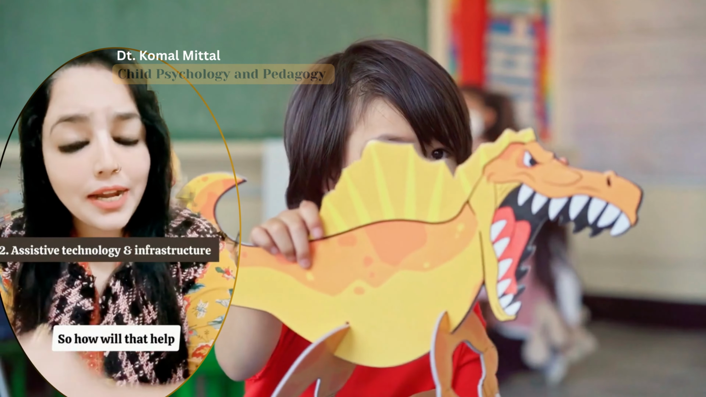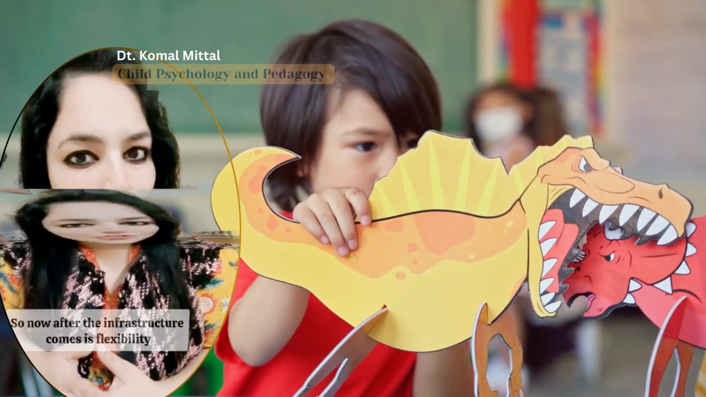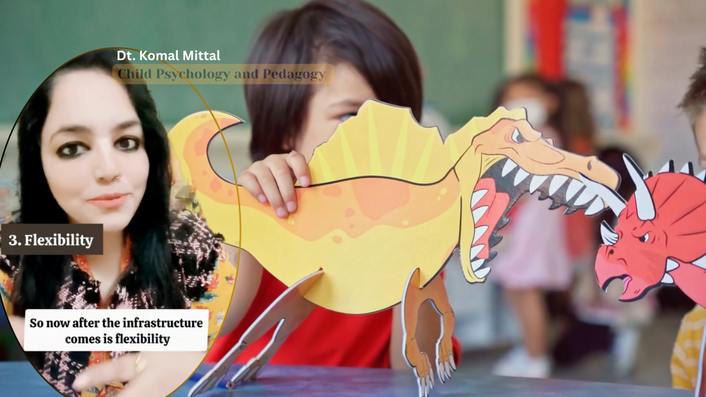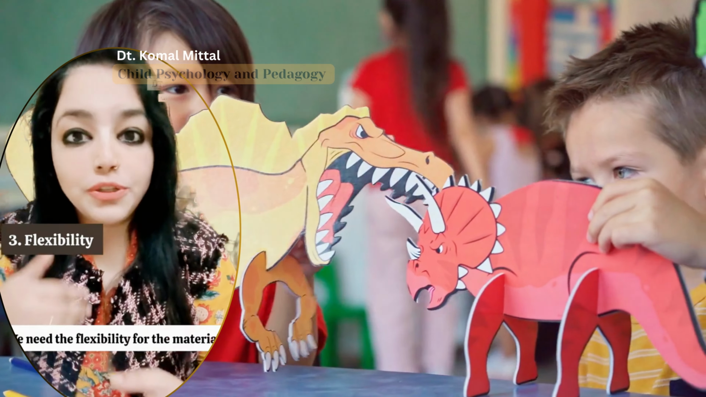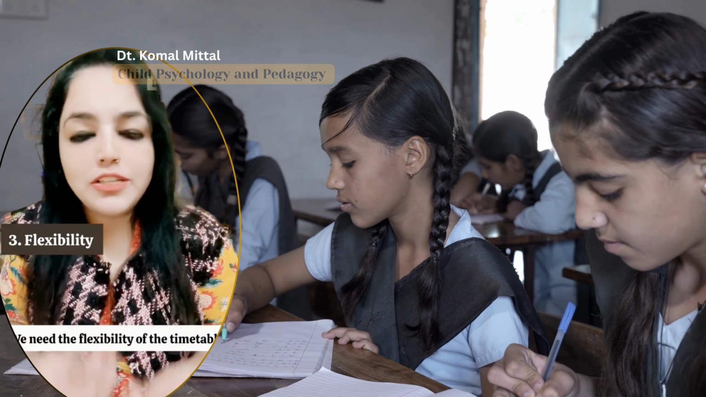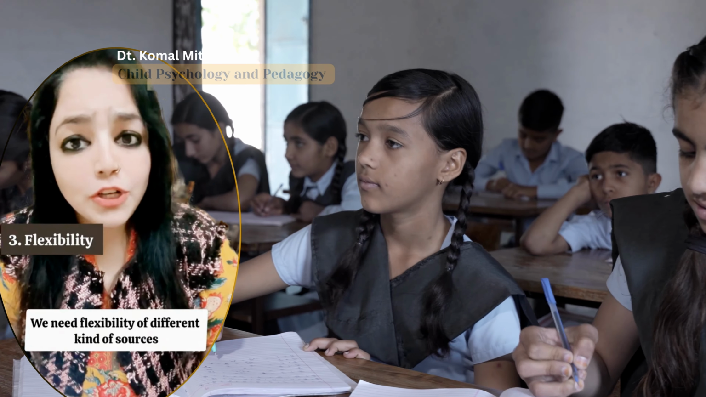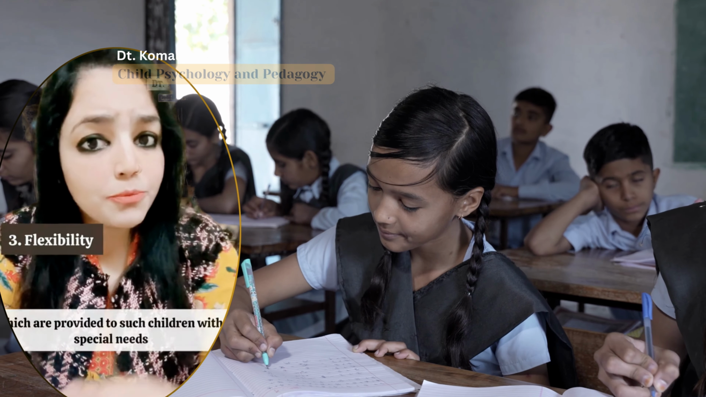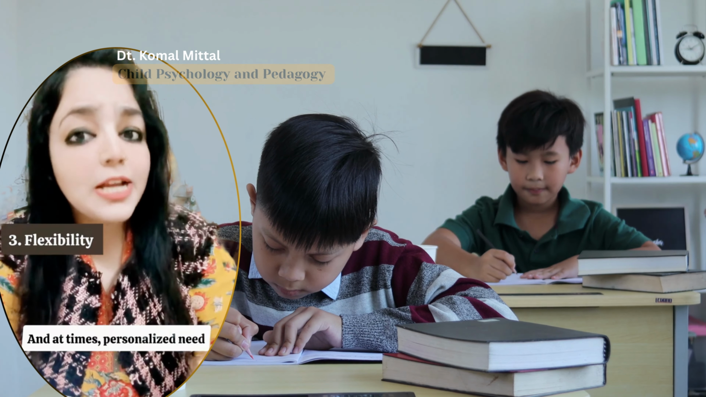How will that help and bring flexibility in the learning process for those children? After the infrastructure comes flexibility. So what kind of flexibility do we need in this? We need flexibility for the materials, flexibility for time management, flexibility of the timetable, and flexibility of different kinds of sources and resources which are provided to such children with special needs.